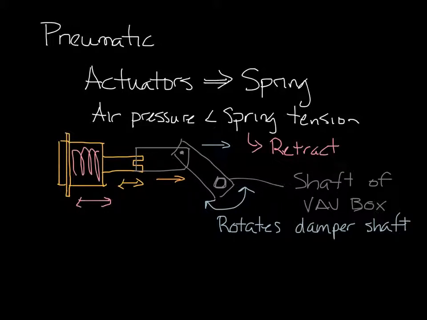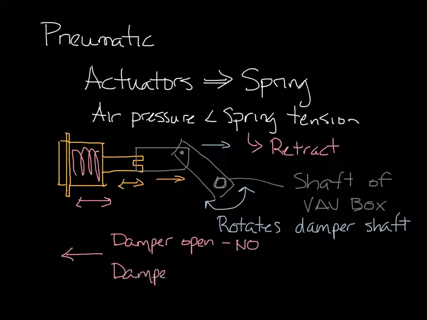So there's two ways to connect the actuator to the damper. One way pulls the damper closed when the spring retracts, and the other pulls the damper open when the spring retracts. The damper that is set to open when the spring retracts is called normally open, and the one that is set to close when the spring retracts is called normally closed.